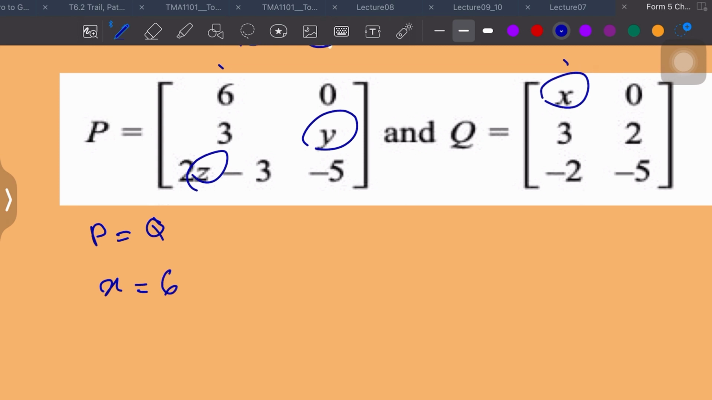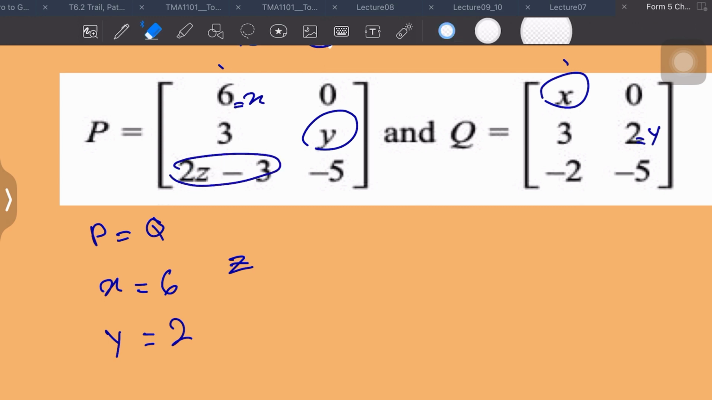And then here Y, what is the value of Y? Y is equal to 2. This is Y and this is X, right? So Y is equal to 2. So how do we find Z? As we can see, Z is in equation form, so it might be a bit tricky, but it's not that tricky, guys. Let's do it together.